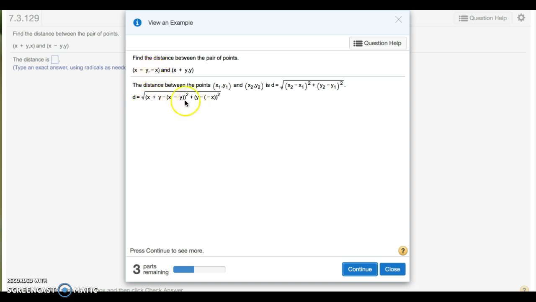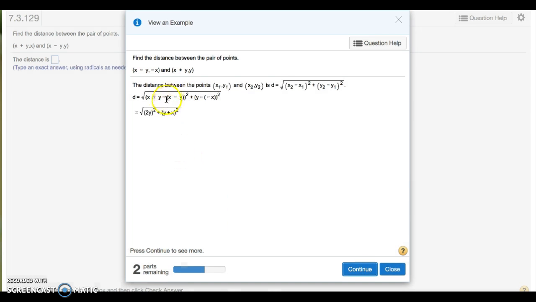All right, you're going to go ahead and substitute these values in here. So x2 is x plus y, it's right there, minus x1, which is x minus y, so this is how they put it here, that entire thing raised to the power of 2. Then plus y2, which is simply y, minus y1, which is negative x. That whole thing is raised to the power 2.